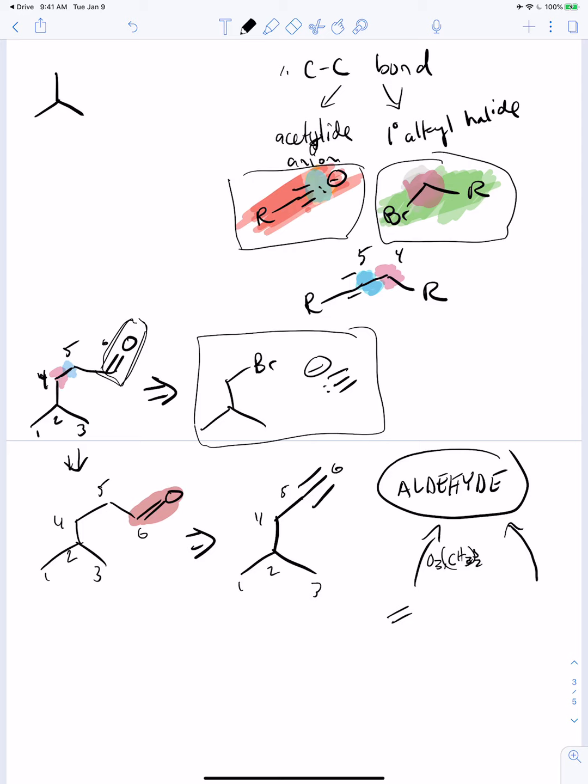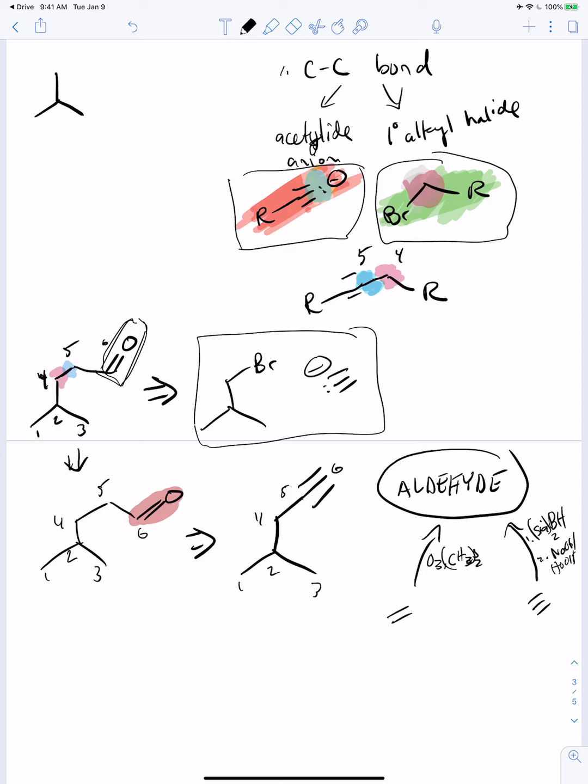Actually, we know a few ways now, don't we? Another way to do that would be to start with an alkyne and add in, we could do hydroboration, actually. Remember we use our special reagent for this, hydroboration, and then we want to do oxidation afterwards.